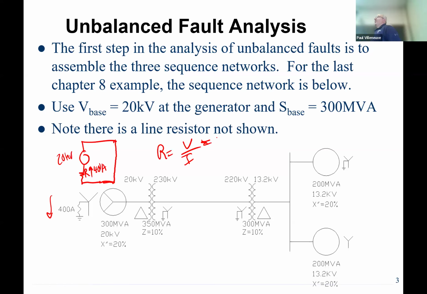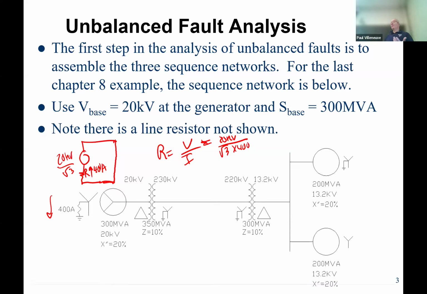But didn't I say it's a Y-connected generator? Is 20 kV the line voltage or the phase voltage? Line. Always the line voltage. So if you want to know what a single line to ground fault current will be, what the max current will be, you had better divide that by the square root of 3. So I take 20 kV, I divide that by the square root of 3 times 400, and that's the actual resistor size in ohms.